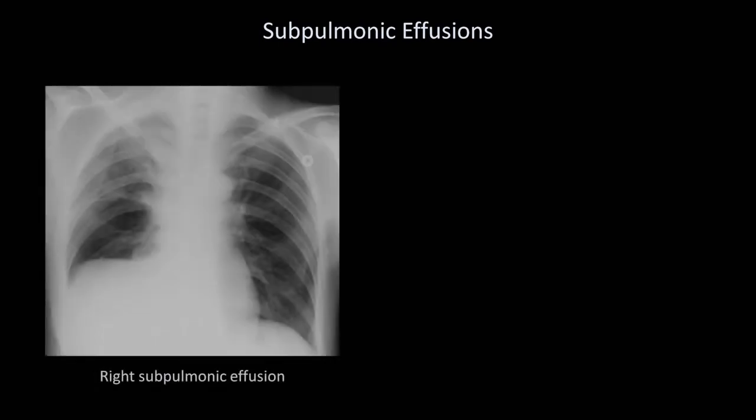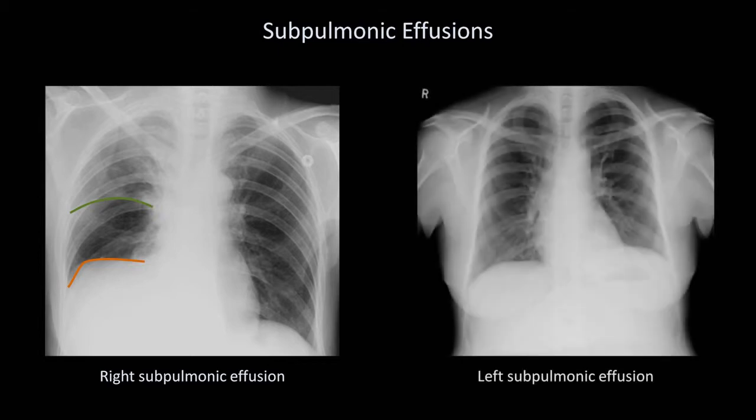Here's an example of a right subpulmonic effusion. Notice how the diaphragm is more horizontal than normal and appears to have a very lateral peak. Also, the horizontal fissure is very high up in the thorax, implying that the lung is being compressed from below. And here's a left subpulmonic effusion. Notice the significant distance between the gastric bubble and the pseudodiaphragm.